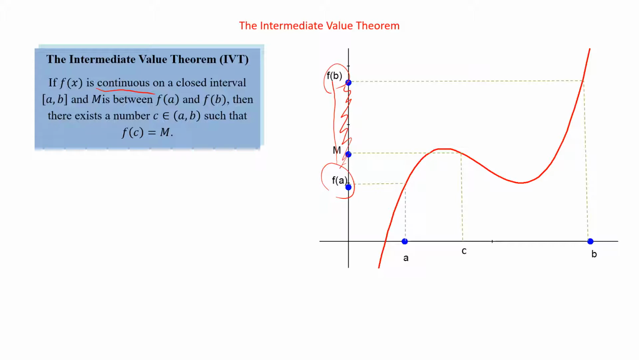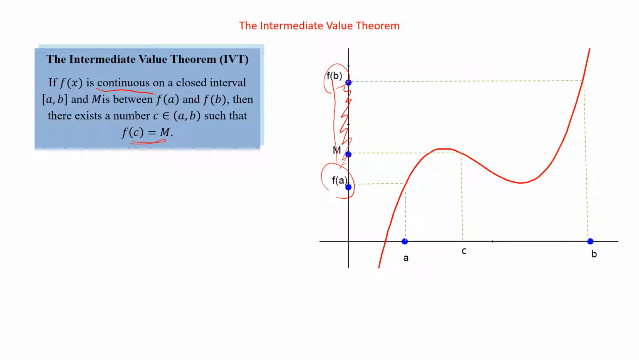It's going to hit it somewhere in the middle, which means that there's an x value that will have that y value. That's the f of c equals m part. So if we have numbers here, if f of a is 3 and f of b is 10, at some point it's going to hit 8.1. That c is the x value, which has a y value of 8.1. So that's all that says.